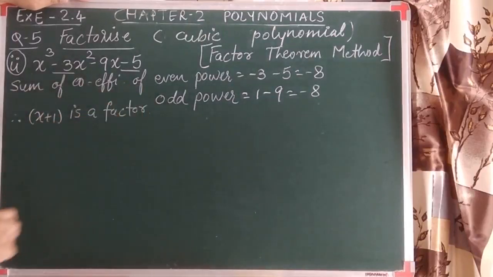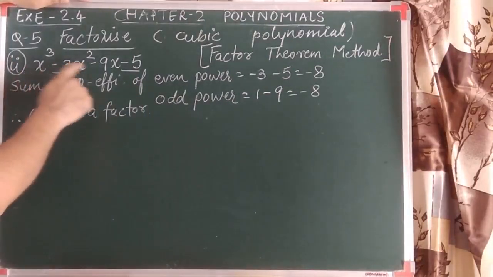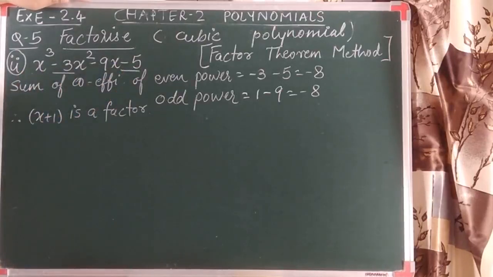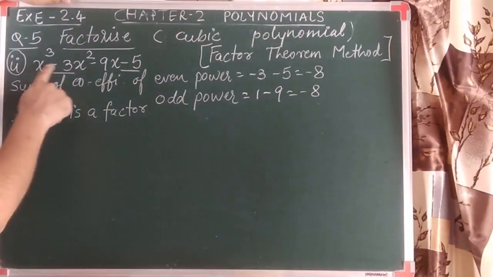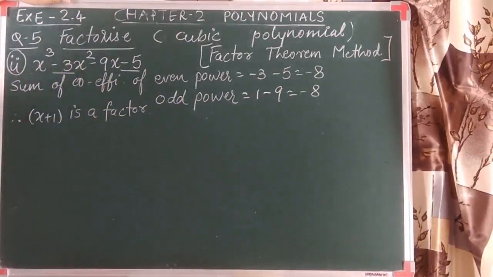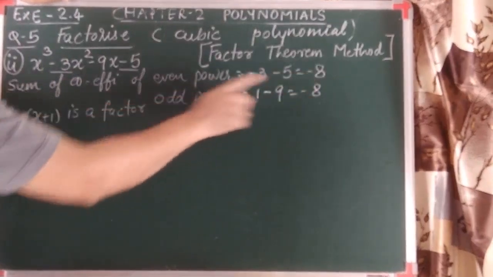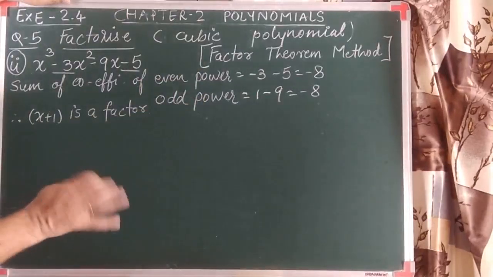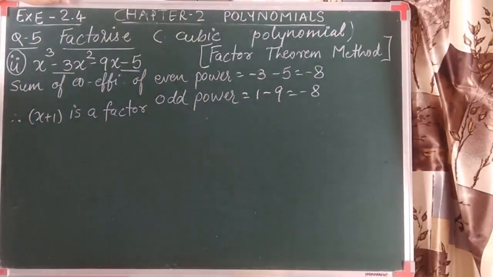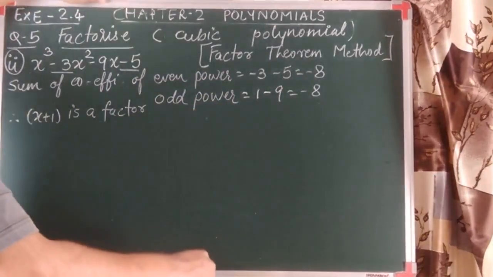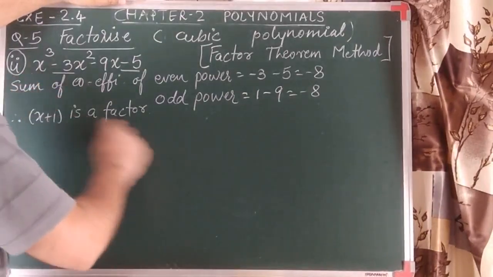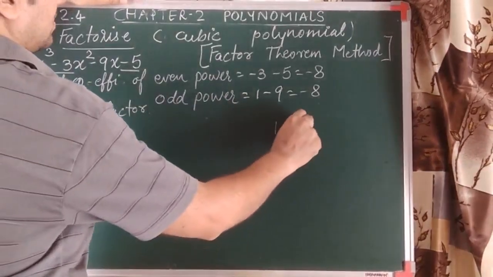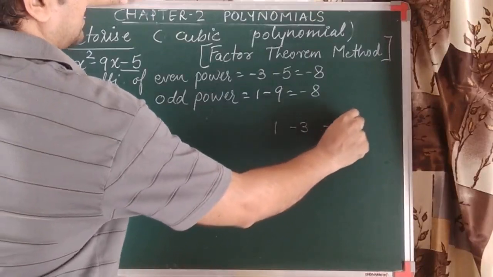So here we come to two conclusions. If the sum of the coefficients is 0, we can say x minus 1 is a factor, and if the sum of the coefficients is not 0, we'll check whether the sum of the coefficients of odd power and even power are equal. If they are equal, then x plus 1 is a factor. अगर ये भी नहीं आ रहा, so that is one more method. But most probably you will get this kind of sum, whether it is x plus 1 or x minus 1 factor. So now let's do that, we used to call that tic-tac-toe method. We'll write the coefficients 1, minus 3, minus 9 and minus 5.